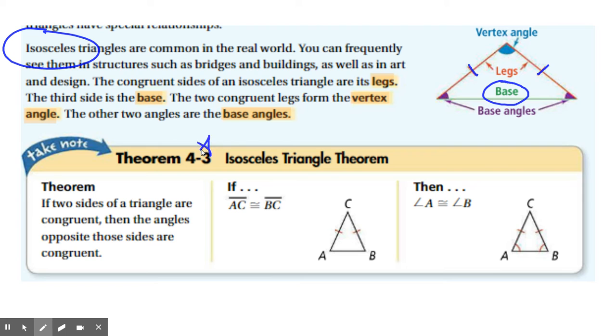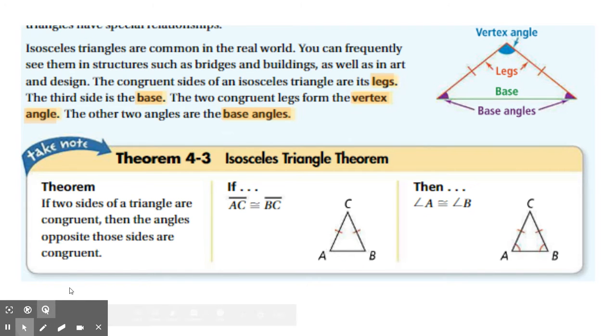There's this thing called the isosceles triangle theorem, which says that if you have two sides congruent, then you have two angles congruent. So again, if AC and BC are congruent, then the opposite angles, angle A and angle B, are going to be congruent. We also call this the base angles theorem because AB would be called the base, and angle A and angle B would be called base angles. So again, be aware that in a triangle, if two sides are congruent, then two angles are congruent.